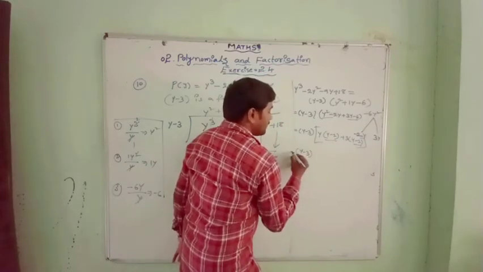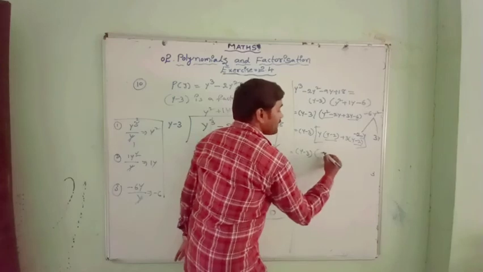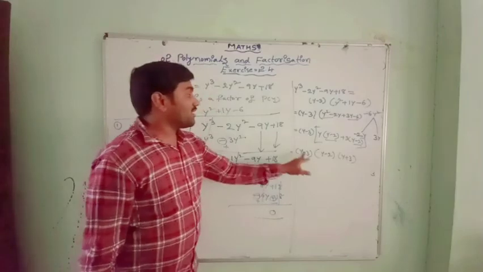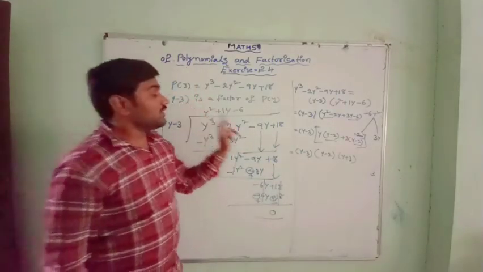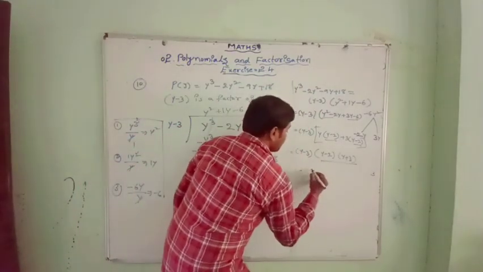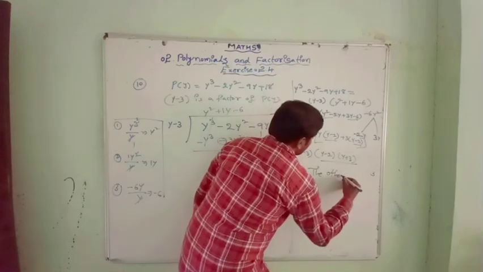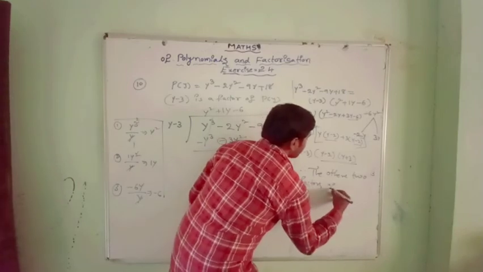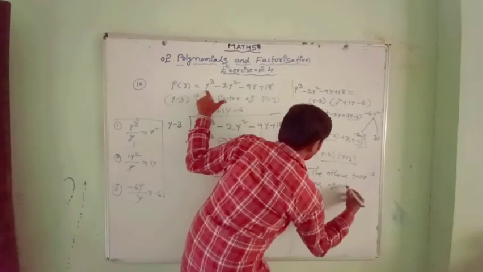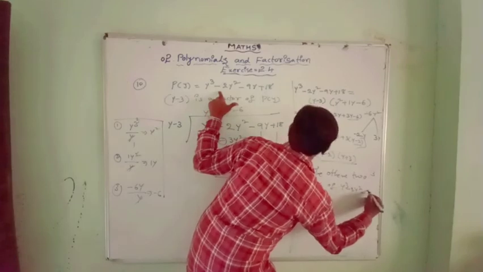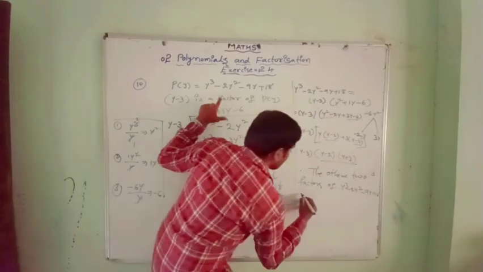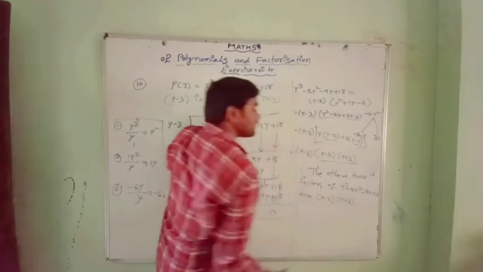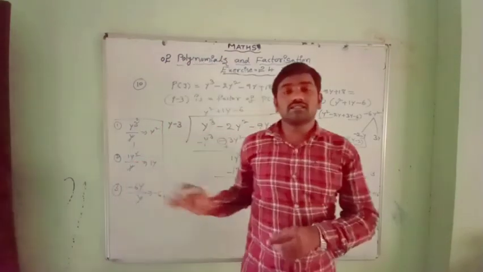So here y minus 3. Y minus 2 I will take out common. So y plus 3 will be left over. See. So y minus 3 is one of the factors already given. Therefore, the other two factors of polynomial y cube minus 2y square minus 9y plus 18 are y minus 2 and y plus 3. So this is the answer.